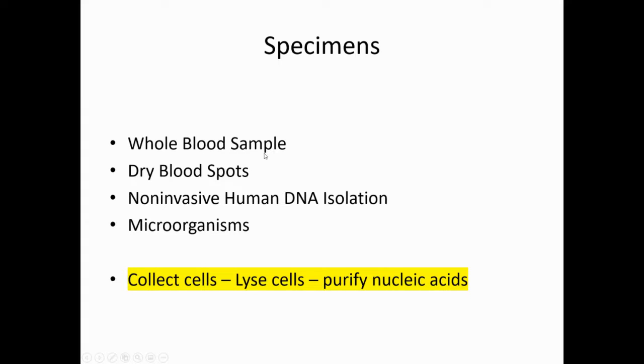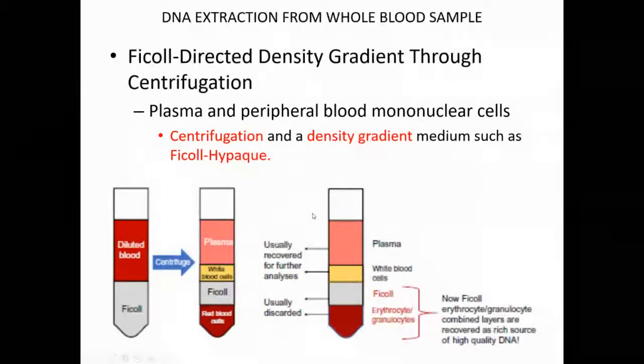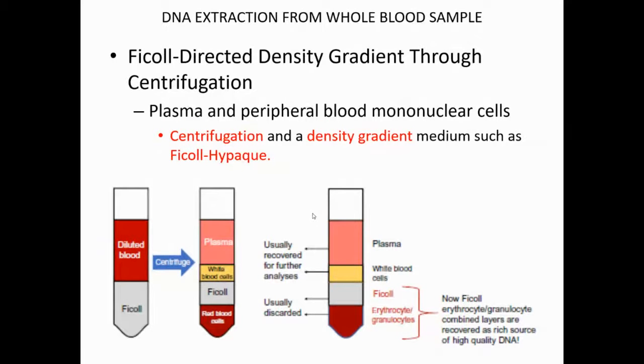We can have a whole blood sample, dry blood spots, non-invasive human DNA isolation, or DNA isolation from microorganisms. These are the 4 different topics that we're going to discuss. The first one is the DNA extraction from the whole blood sample.